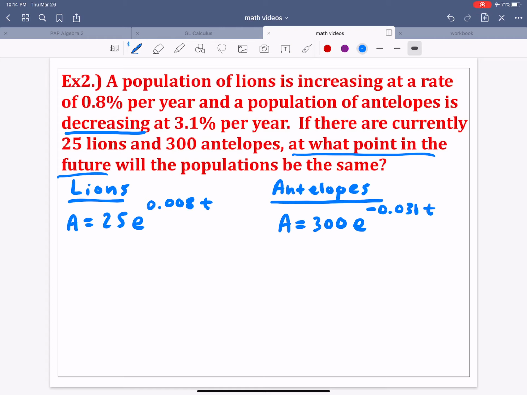Now, the question's asking you at what point in the future, so we're looking for a time, will the populations be the same? So what that's asking you is, sometime in the future, these future values will be the same. So if this A is the same as this A, what can we do? You're right, you can set them equal to each other. So we get 25 e to the 0.008 times t equals 300 e to the negative 0.031 t.